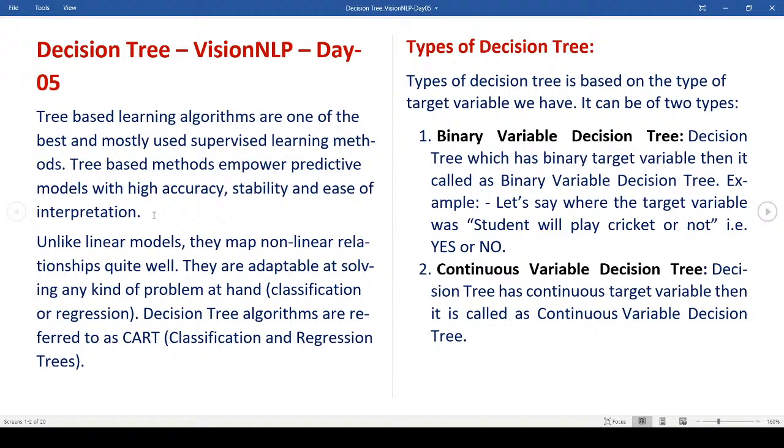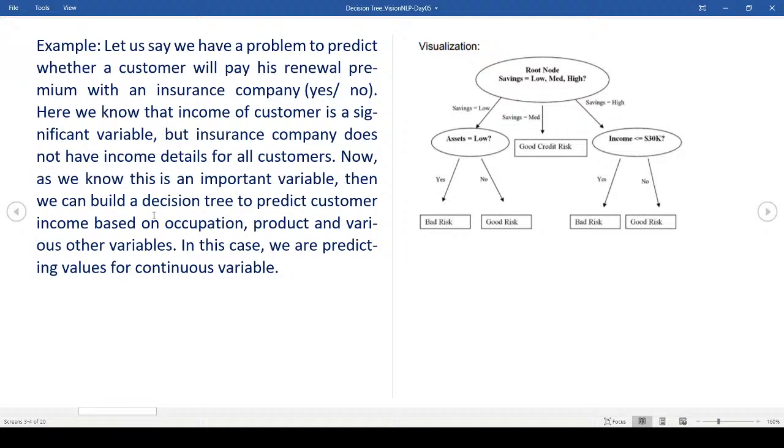All right, we'll go to the next slide. Here I can explain. You can see on the right hand side, I have mentioned one visualization.